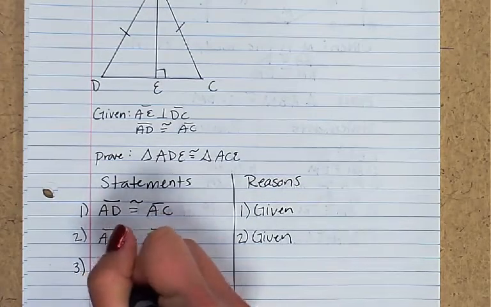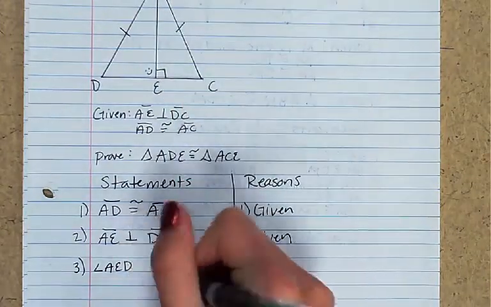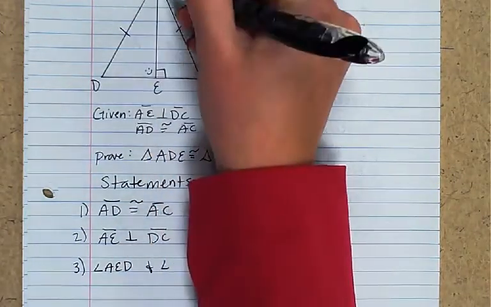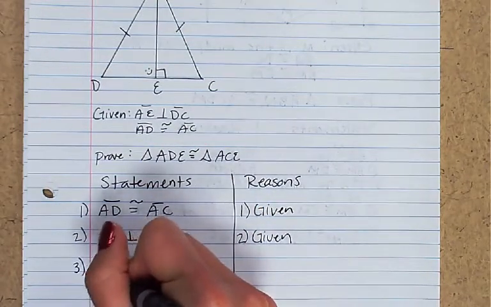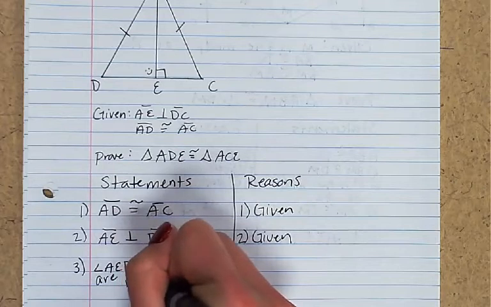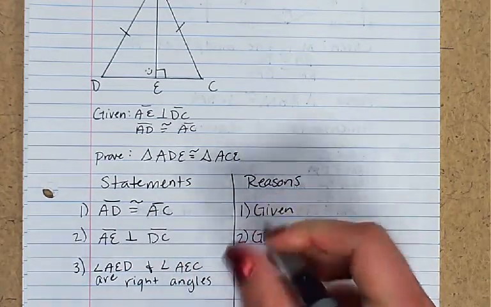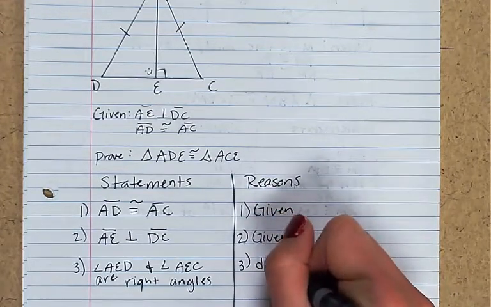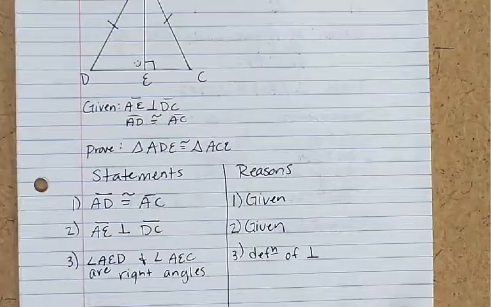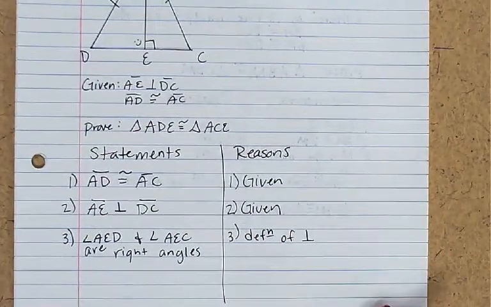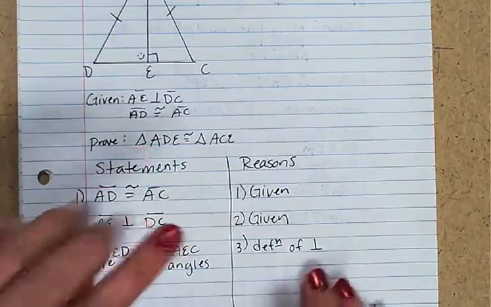So I can say that angle AED, that's this one right here, and angle AEC are right angles. And the reason I can say that is because that is the definition of perpendicular. That's what it means to be perpendicular. It makes two right angles there. Okay, so we have the hypotenuse, we have that they're right triangles, now we need one other leg.